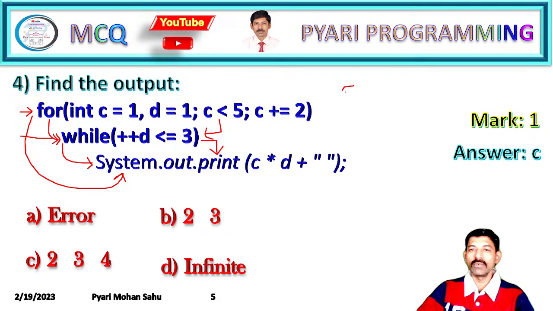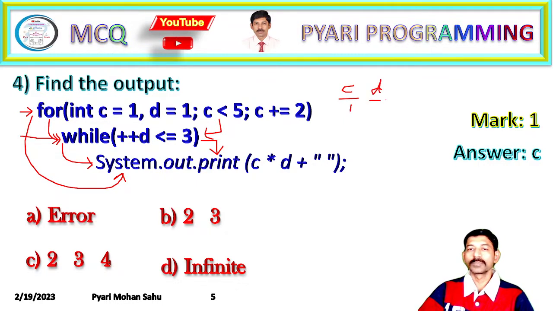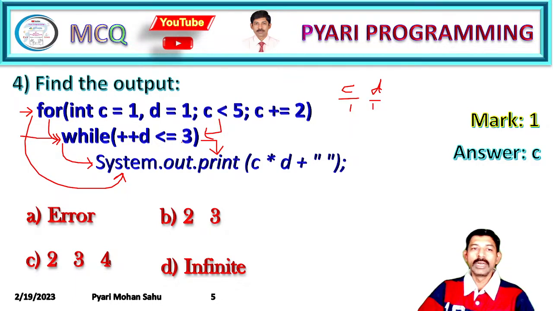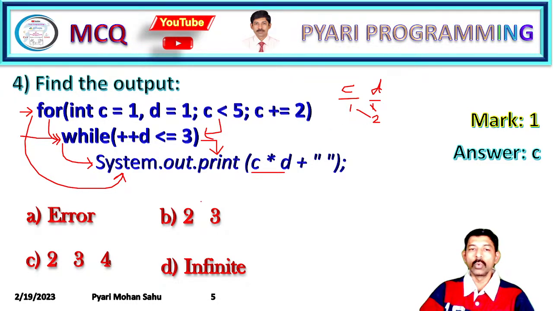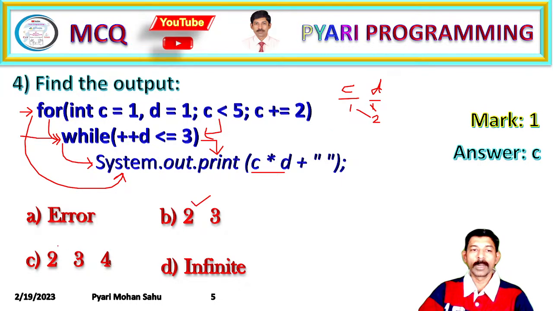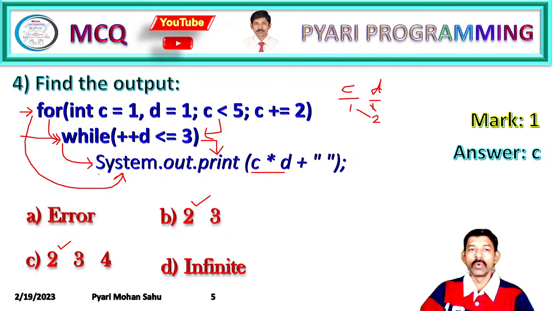So look at this. When C value is 1 and D value is your 1. Now after this, D plus plus, D becomes your 2. 2 is less than equals to 3, true. Now C into D, that is 1 into 2 is your 2. But in both the cases we have 2. The next time we'll move up, D plus plus, D becomes your 3. Now there is no change in C. So that's why 3 less than equals to 3, true. It will get inside. C into D, that is 3 into 1 is your 3. Now in both the cases we have 3.